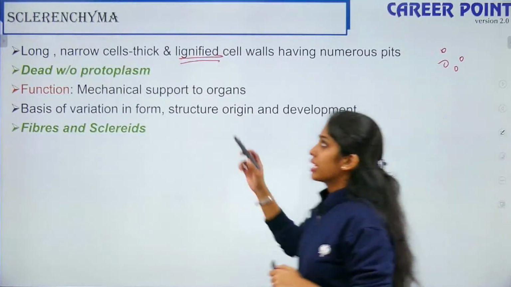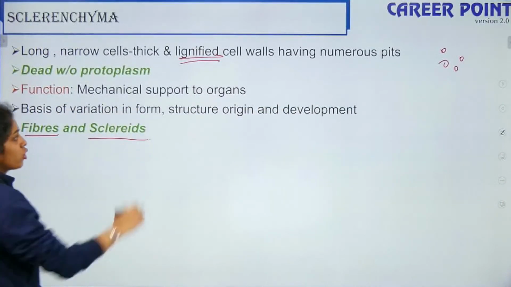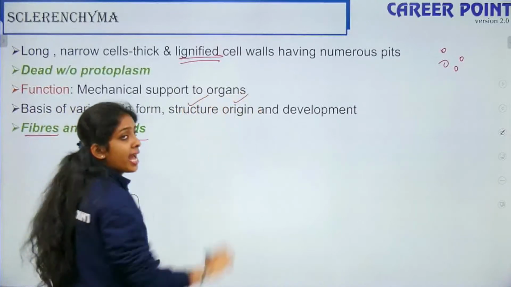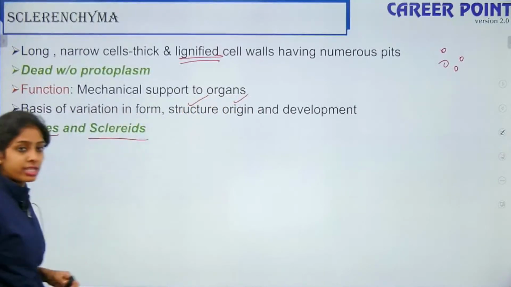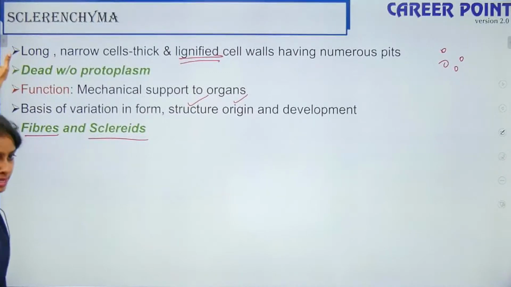Alright. So your sclerenchyma is further divided into fibers and sclerids on the basis of the form, structure, origin and development. Fine. Is this clear? So once again, your sclerenchymatous cells are long and narrow cells. They have thick and lignified cell walls having numerous pits. Pits are small openings or pores. They are dead, without protoplasm. So they are basically your dead cells. Then function: it is providing mechanical support to the organs.